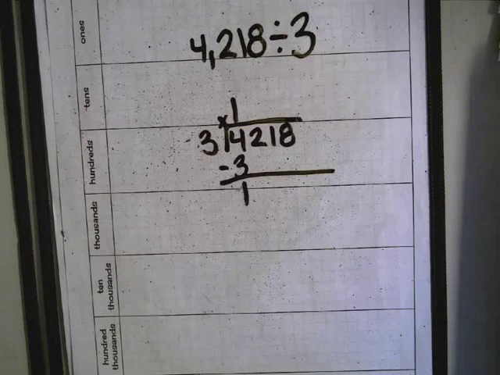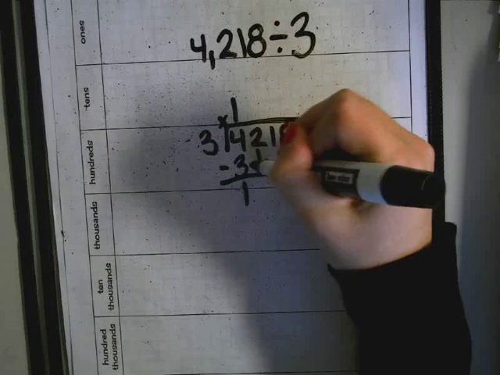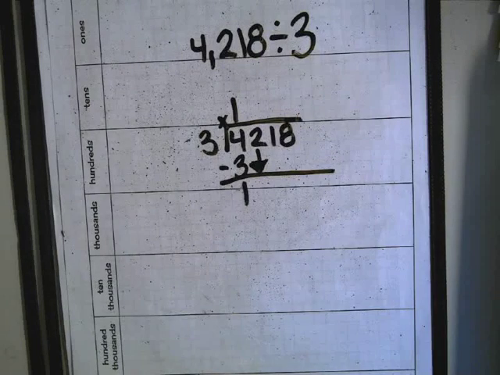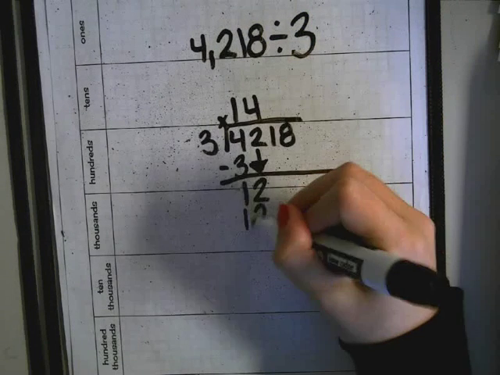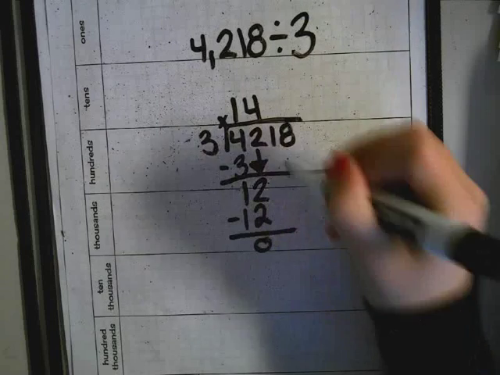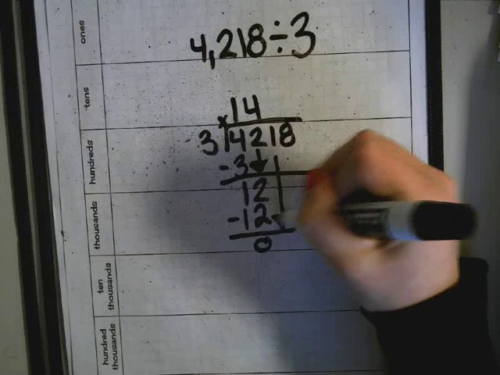What do I do next? Bring down the 2. Bring down my 2. How many times can, oops, I didn't bring it down. How many times can 3 go into 12? 4. And then what do I do next? Bring down my 1.